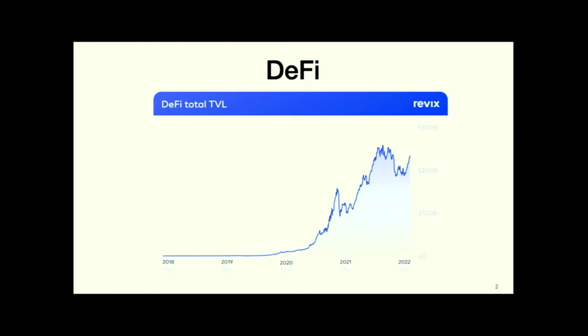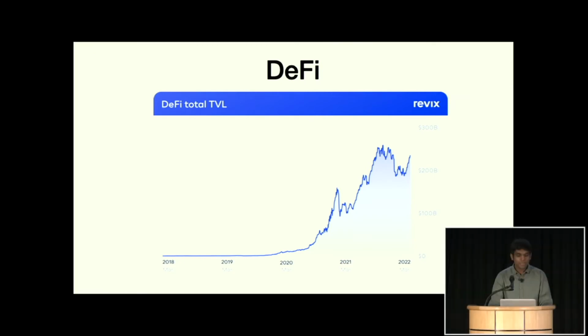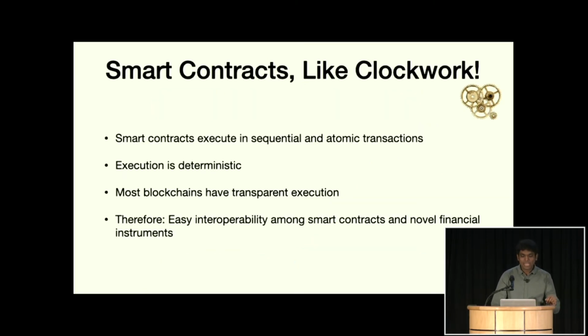So recent years have seen a meteoric rise of DeFi, with these DeFi applications handling billions of dollars. And this meteoric rise has been facilitated by innovations in smart contracts. These smart contracts really execute like clockwork. What I mean by that? The smart contracts execute in sequential and atomic transactions. This execution is deterministic, and most blockchains have transparent execution of these smart contracts.